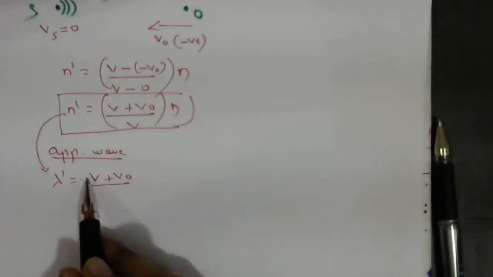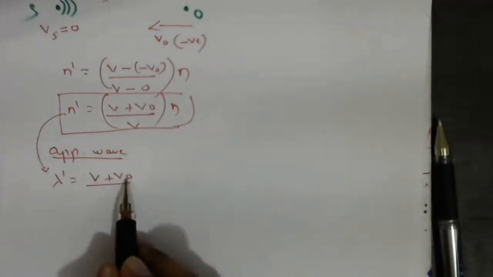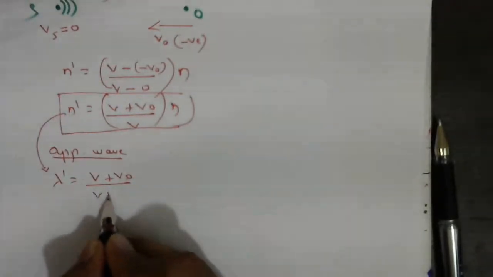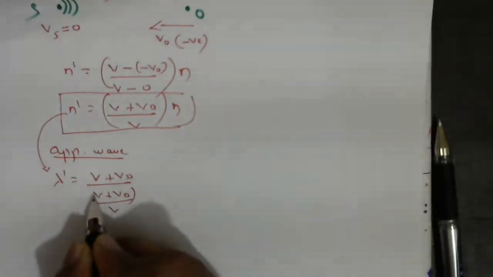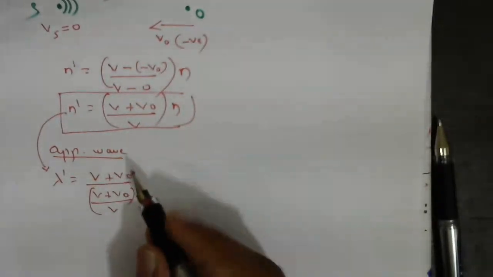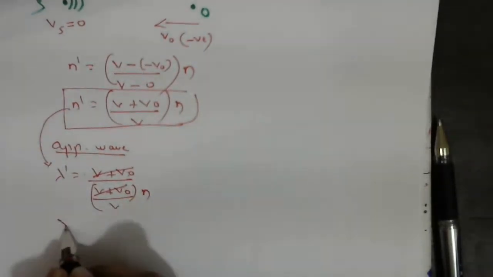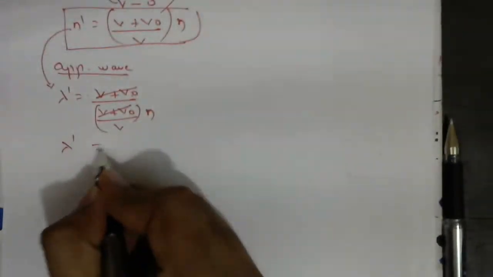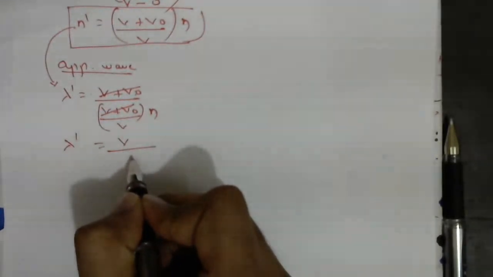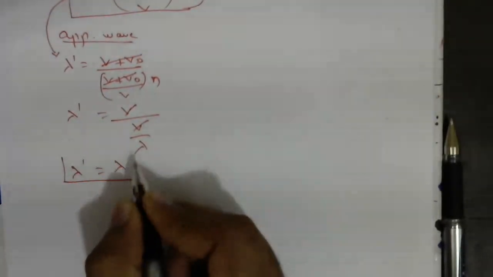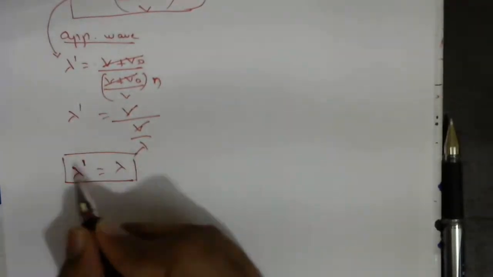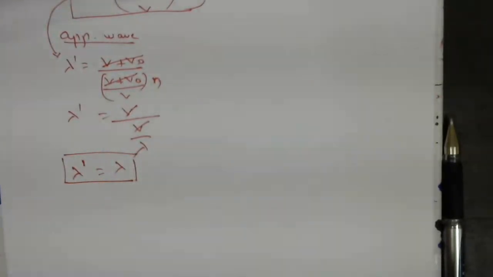Apparent wavelength is equal to velocity of the sound wave with respect to observer, v plus v naught, upon denominator n dash. I wrote n dash, we can write (v plus v naught) upon (v plus v naught) upon v into n. This one gets cancelled. Lambda dash is equal to, we will come to numerator, and this n can be written as what? v by lambda. We get cancelled. Lambda dash is equal to lambda. In this case, what you can say? Apparent wavelength is equal to actual wavelength. In this case, there is no change in wavelength.